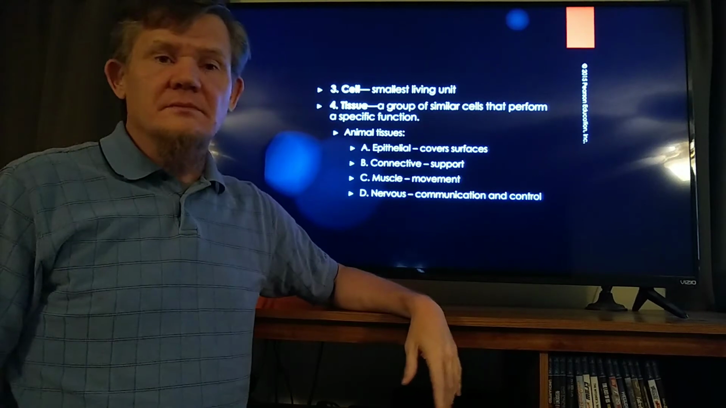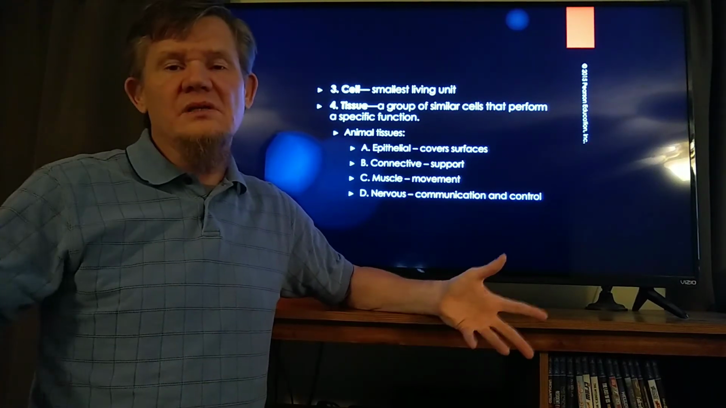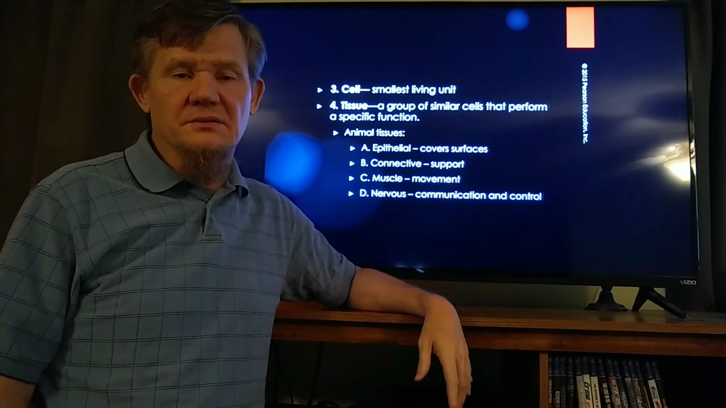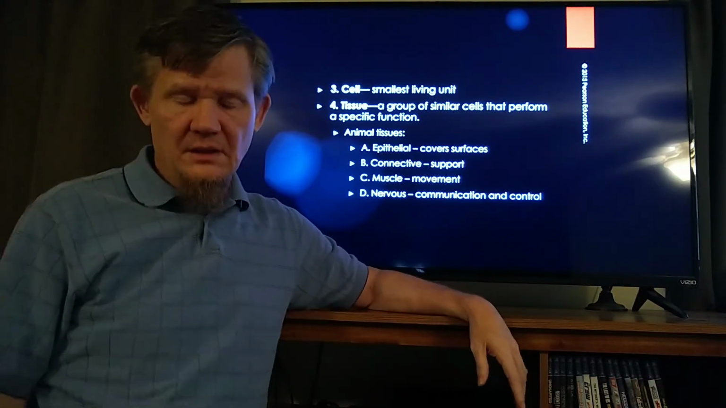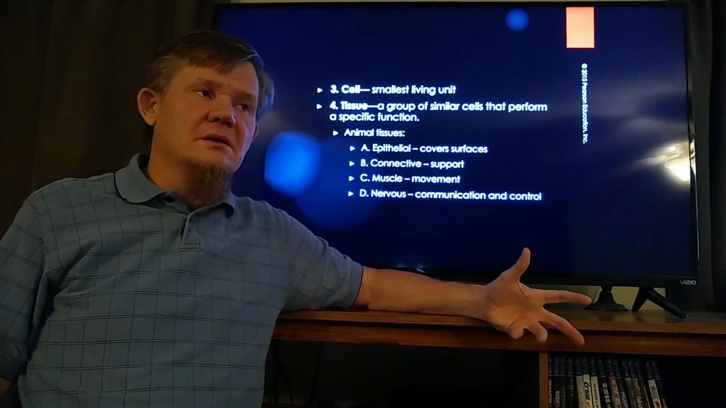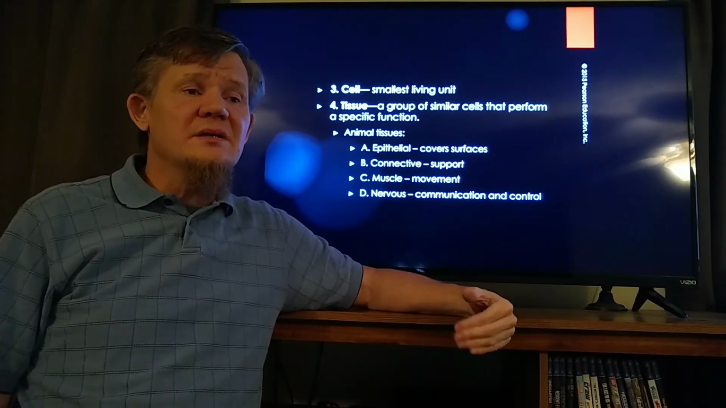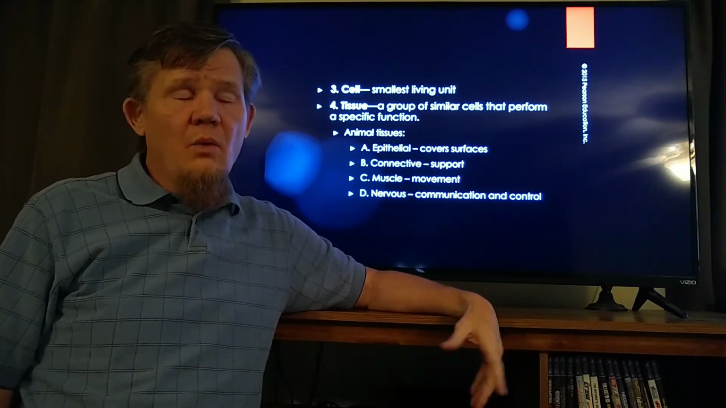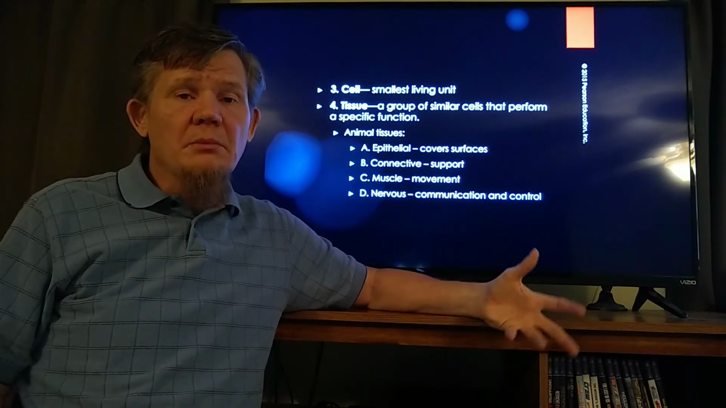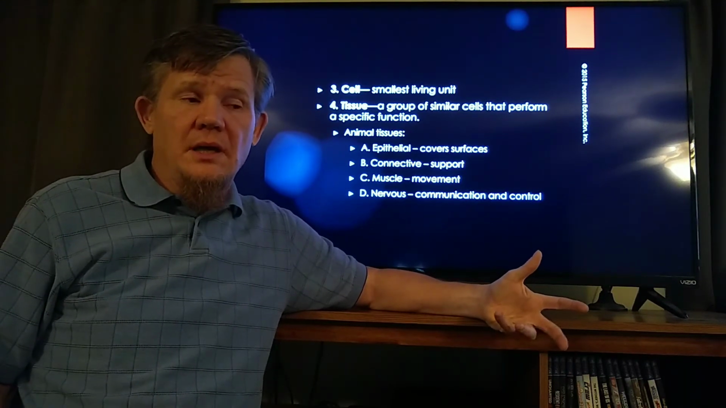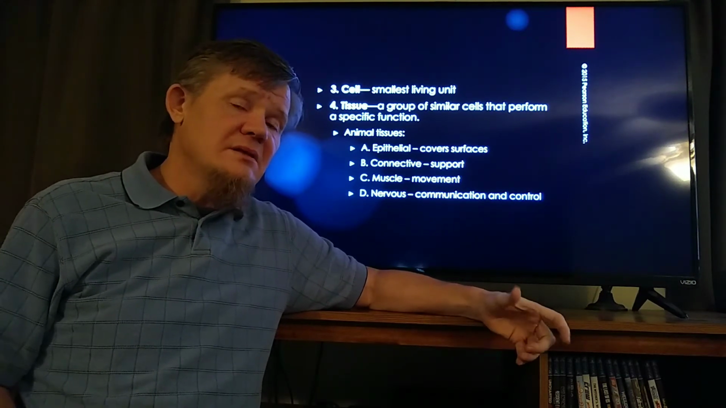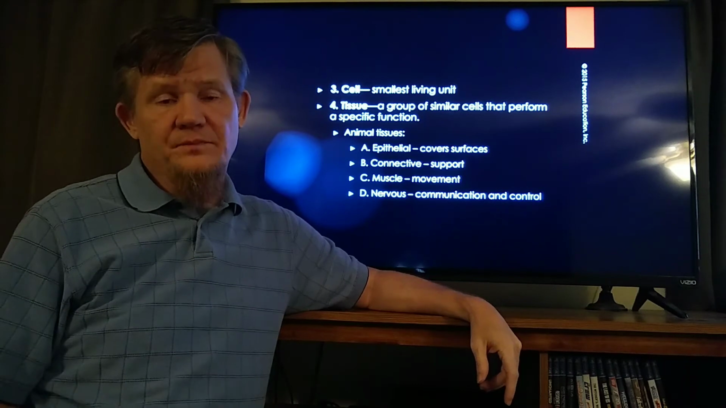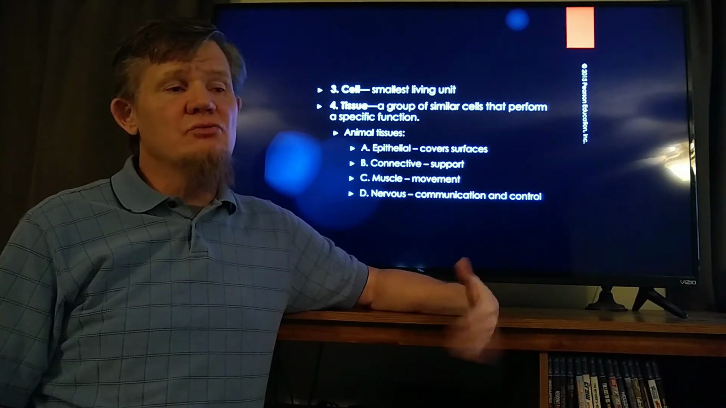Epithelial tissue covers body surfaces. So where's a good place to find some epithelial tissue? This stuff right here, this is epithelial tissue. Connective tissue supports an animal's body. So what are some connective tissues? What kinds of things, what tissues hold a body up? Like your bones, like your tendons, like your ligaments. Those are connective tissues.